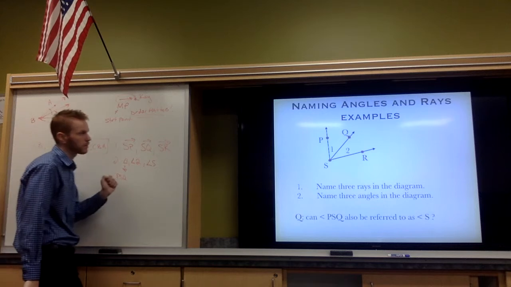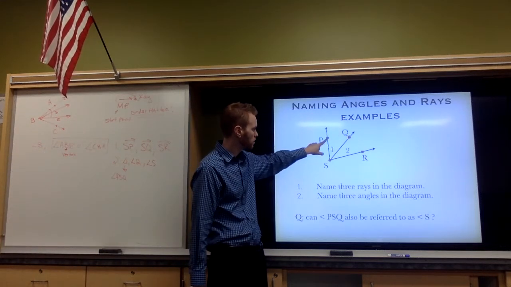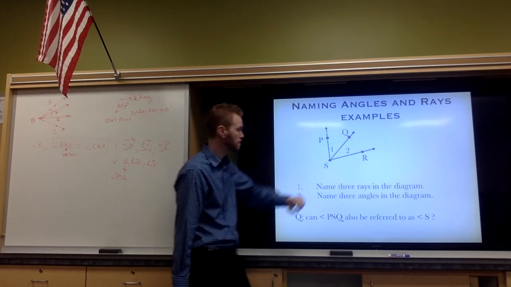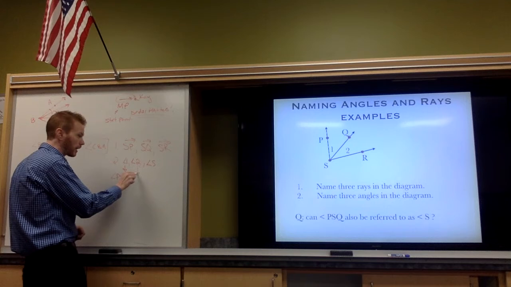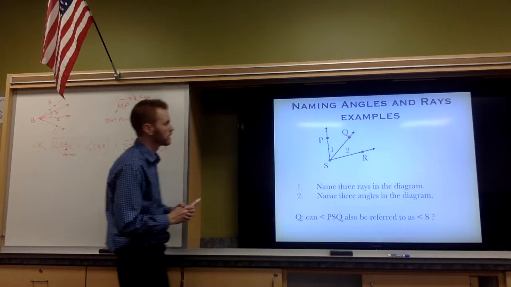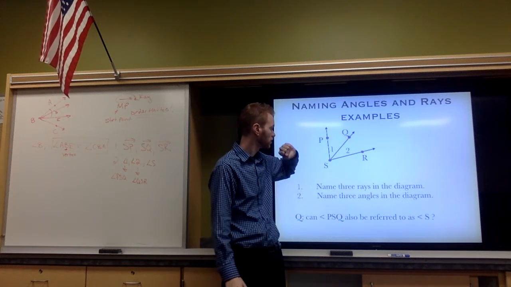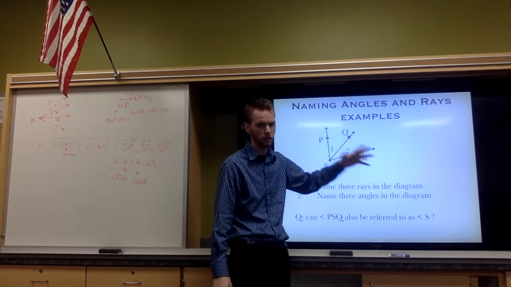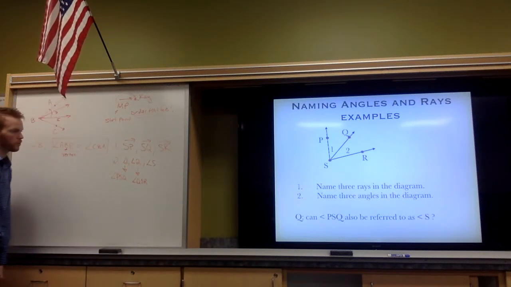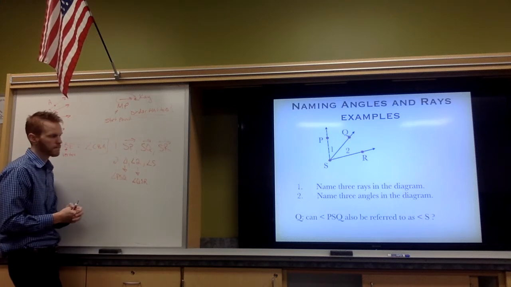I would write that down. That's pretty important. So angle 1 is just this guy, but I can also name it PSQ because these 3 points represent that space. Angle 2 I can write as angle QSR because these 3 points identify this space. I could have named it RSQ in the reverse direction. Okay, so 3 ways of naming it, all listed here.